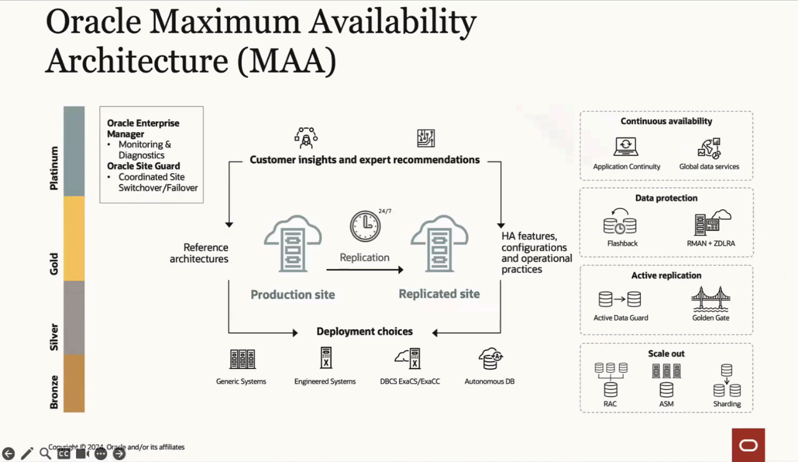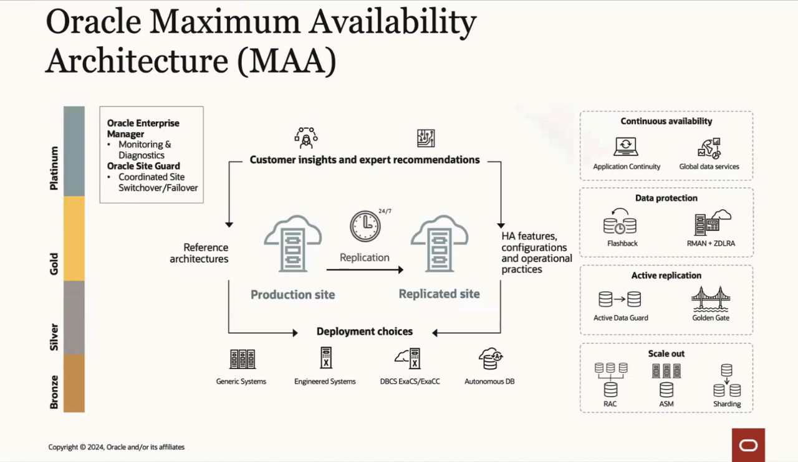So they help our customers primarily achieve 4 different goals. We have data protection, active replication, scale out, and continuous availability. With continuous availability, that's going to allow transparent failover of services across sites distributed locally or remote. With data protection, that's going to be reducing data loss through flashback and absolute data protection through our Zero Data Loss Recovery Appliance.